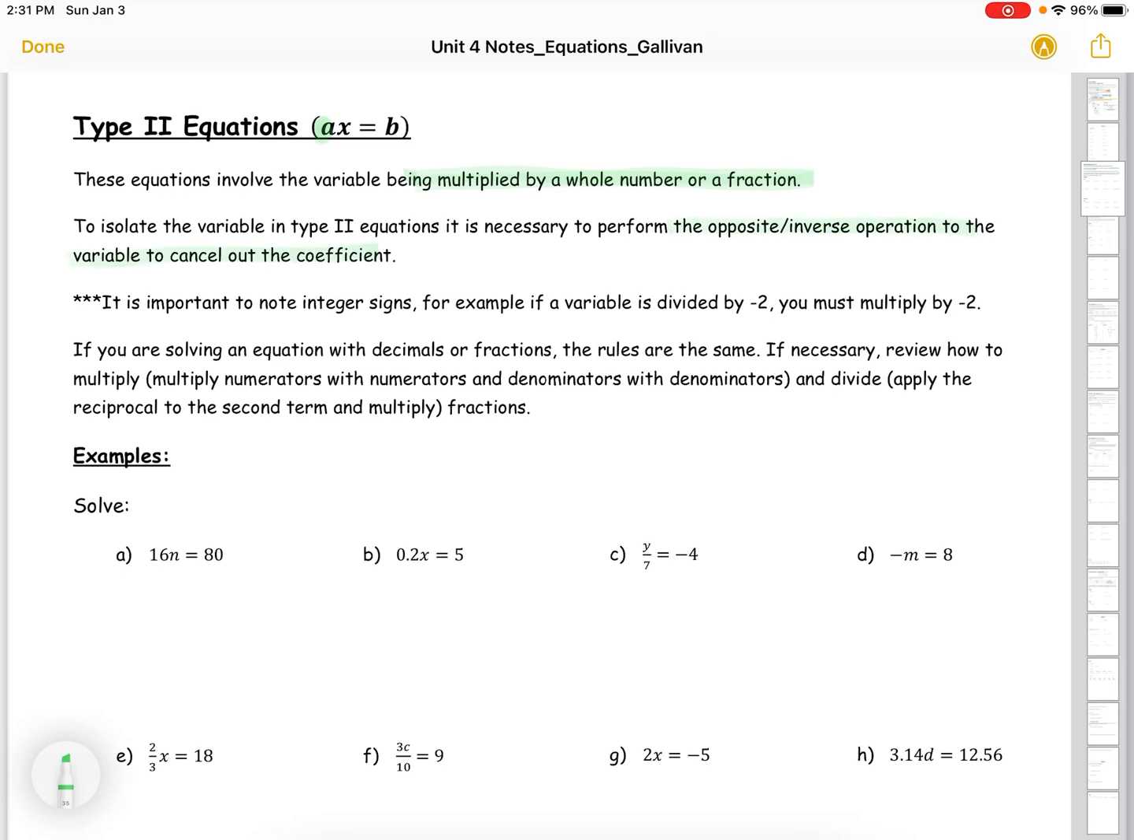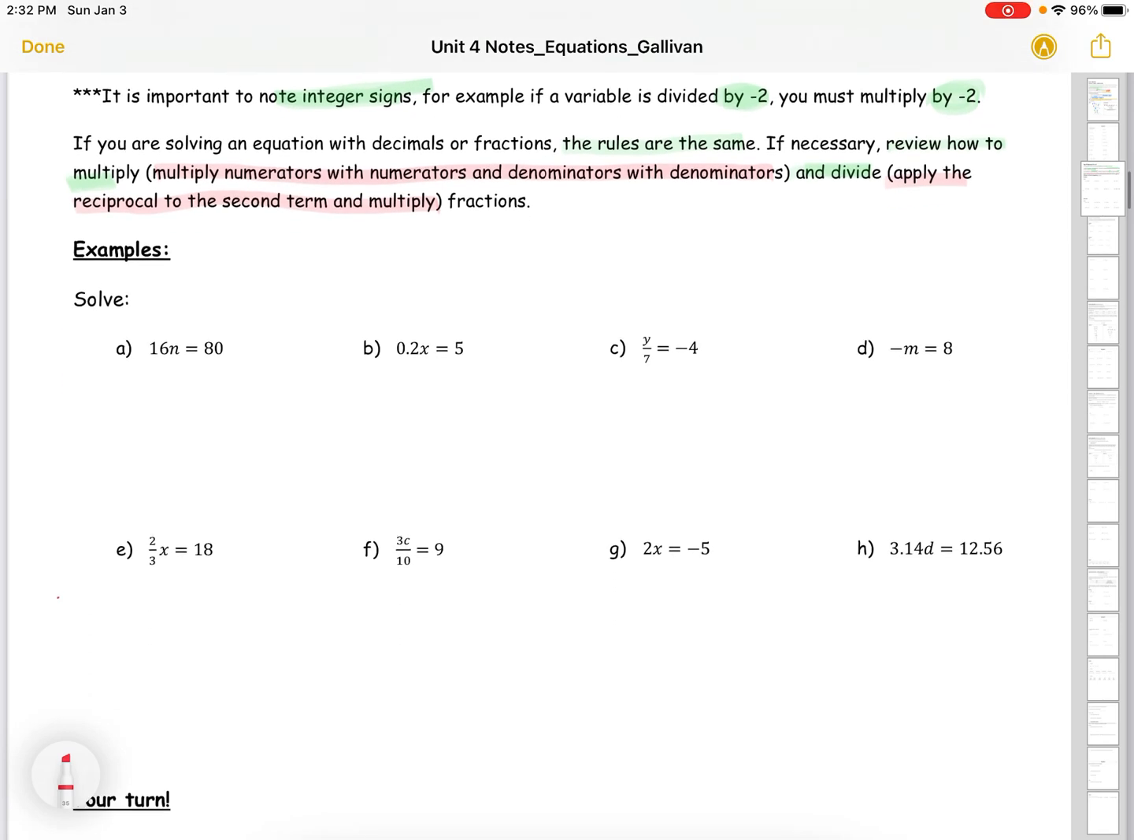coefficients. Now, important to note, if it's integers and it's got a negative sign, you have to deal with that negative. So treat it as it is. Now, if you're solving an equation with decimals or fractions, the rules are the same, but if necessary, review how to multiply and divide your fractions. So multiply numerators by numerators, denominators by denominators. When you're dividing, you apply the reciprocal. Okay, so we did all that work with fractions, so those rules still apply.